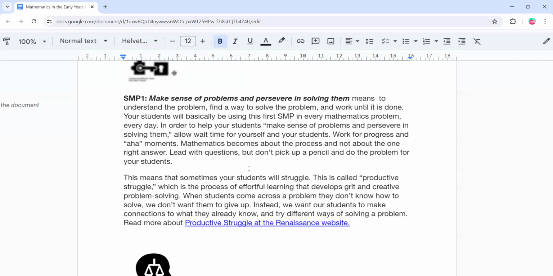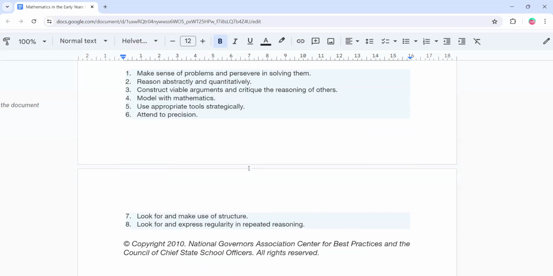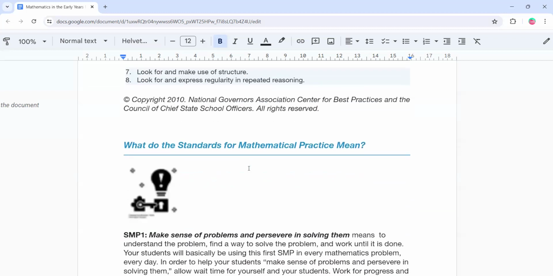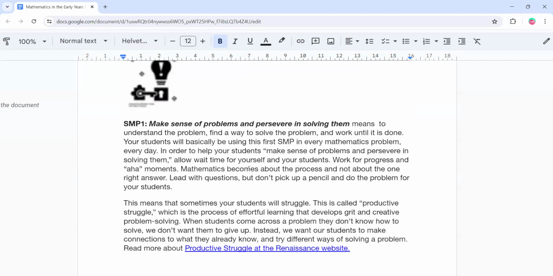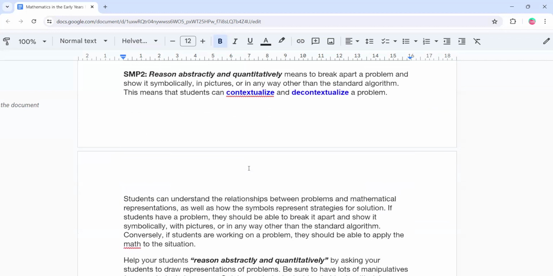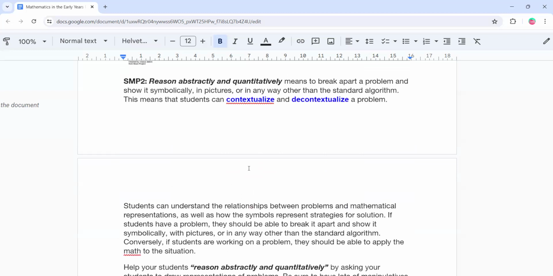When students come across a problem they do not know how to solve, we don't want them to give up. Instead, we want our students to make connections to what they already know and try different ways of solving a problem. Okay, I think you got an understanding about the first standard of mathematical practice, make sense of problems and persevere in solving them. The second standard is reason abstractly and quantitatively.